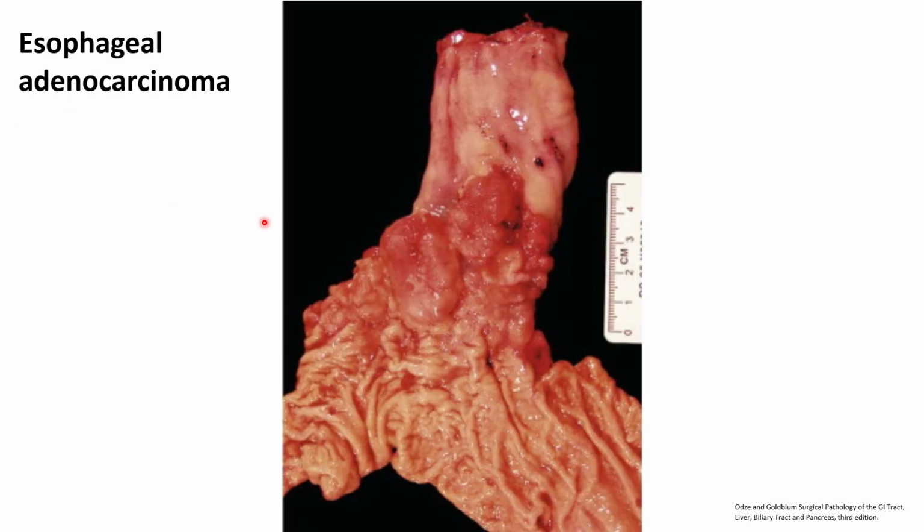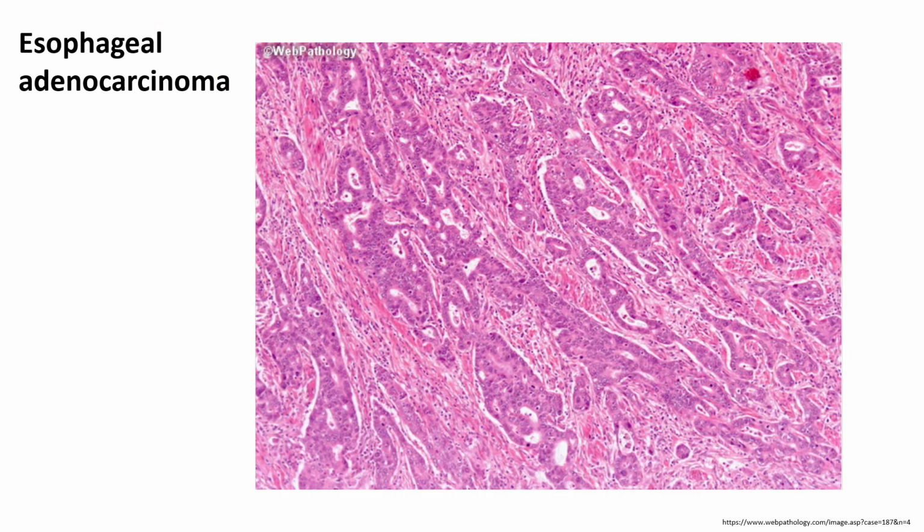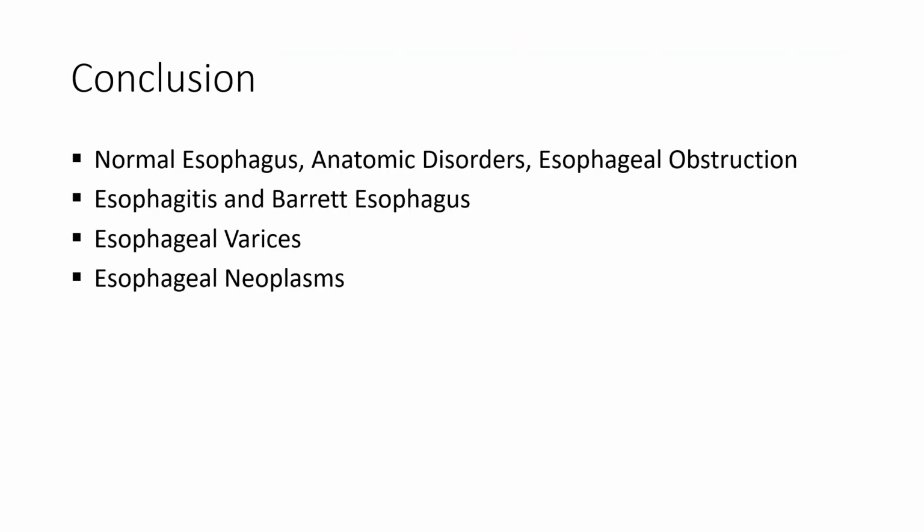This slide shows a picture of esophageal adenocarcinoma where there are big exophytic masses located at the gastroesophageal junction and they are protruding into the lumen. Alternatively, tumors may not form exophytic masses and may instead diffusely infiltrate through the wall. This is a microscopic image that shows esophageal adenocarcinoma where there are invasive glandular structures composed of atypical cells and they are infiltrating through the wall. This concludes the lecture.